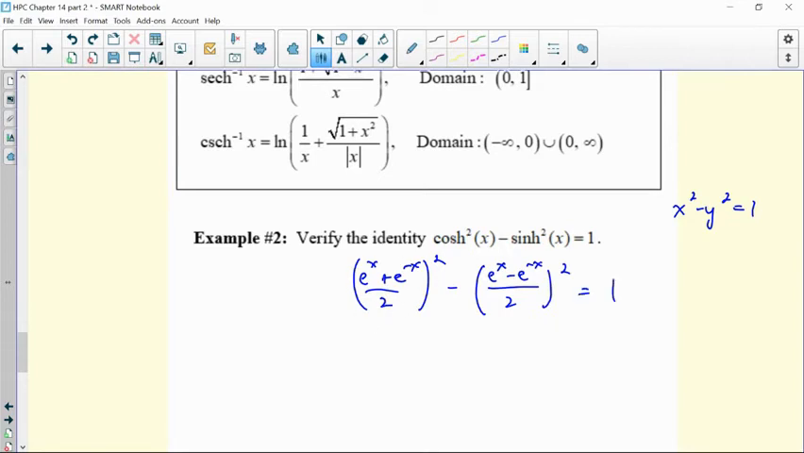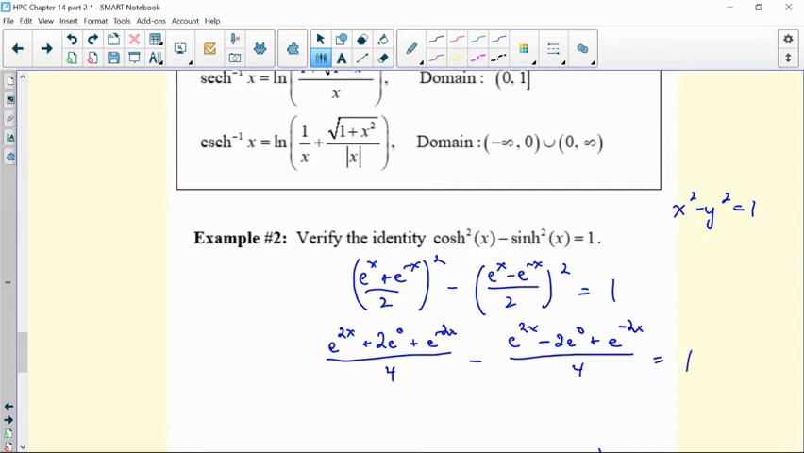When you expand that, you square the numerator and square the denominator. In the numerator we'll get e to the 2x, and then we'll get e to the x times e to the negative x, and we'll get 2 of them, so 2e to the 0, because the exponents add up and cancel. And then we'll get e to the negative 2x, all over 4. And then minus, when we square this term out, we get another e to the 2x, a minus 2e to the 0, and a plus e to the negative 2x, over 4 again. And I'm claiming that equals 1.